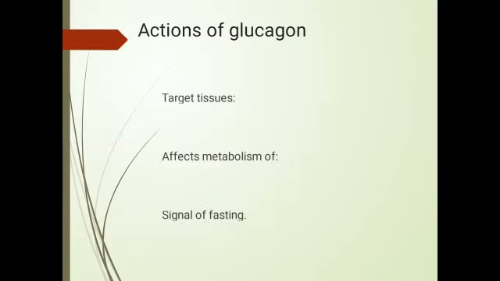Actions of glucagon. The main target tissues of glucagon include the liver and adipose tissue. It affects the metabolism of carbohydrates and lipids mainly, and it is secreted at times of decreased blood glucose. So it is a signal of fasting, and its actions are mainly catabolic, to mobilize the stored fuels for cell usage.